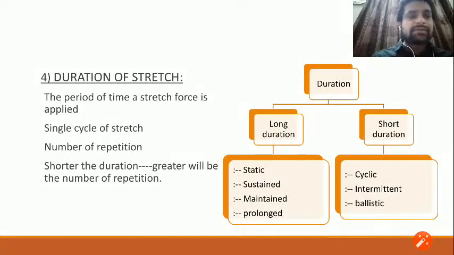For cyclic, intermittent and ballistic types of stretching technique, we can stretch for a short duration. But for a static type of stretching technique, we can stretch for a long duration. It is also based on a single cycle of stretch or the number of repetitions. The shorter the duration, the greater the number of repetitions.